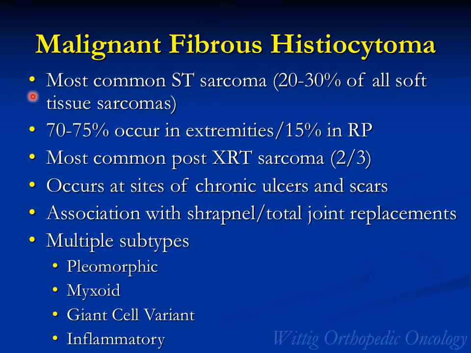MFH is considered the most common soft tissue sarcoma. 70 to 75% occur in the extremities and 15% in the retroperitoneum. It's the most common post-radiation sarcoma. It can also occur at the site of chronic ulcers and scars. It has been associated with chronic indwelling shrapnel and total joint replacements, and there are multiple subtypes, namely pleomorphic, myxoid, giant cell variant, and inflammatory, according to the percentage of these other cell types that you can see within it.